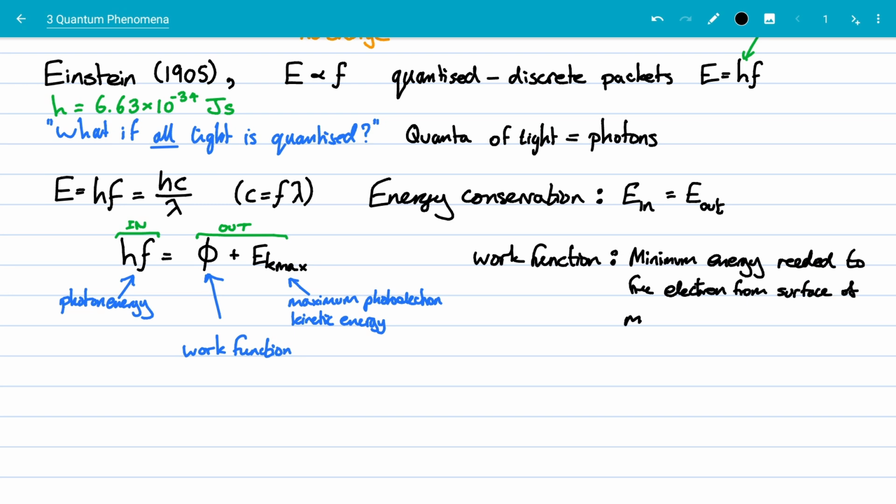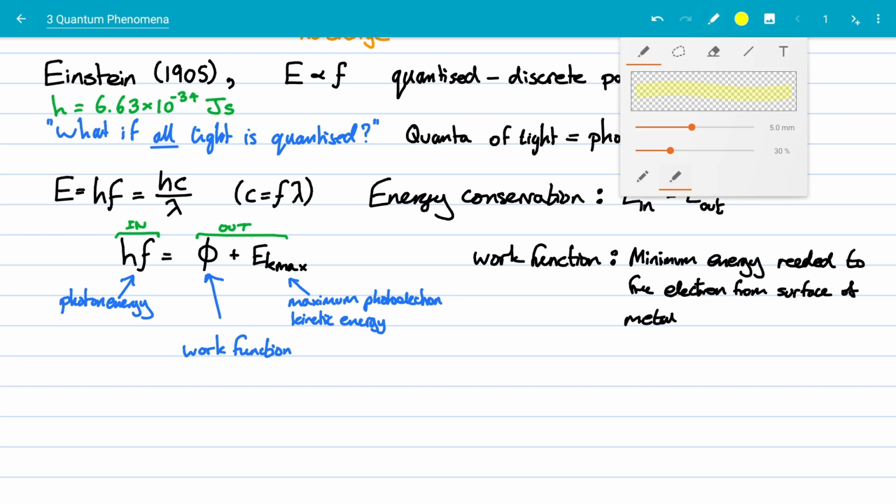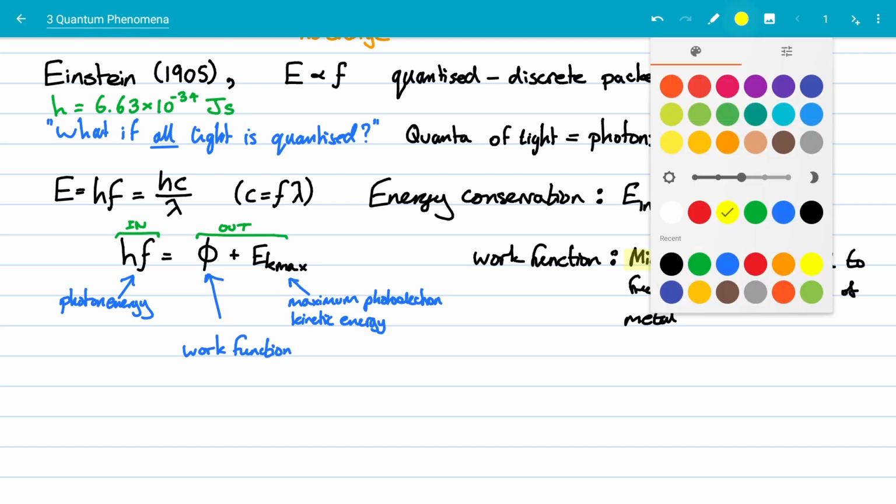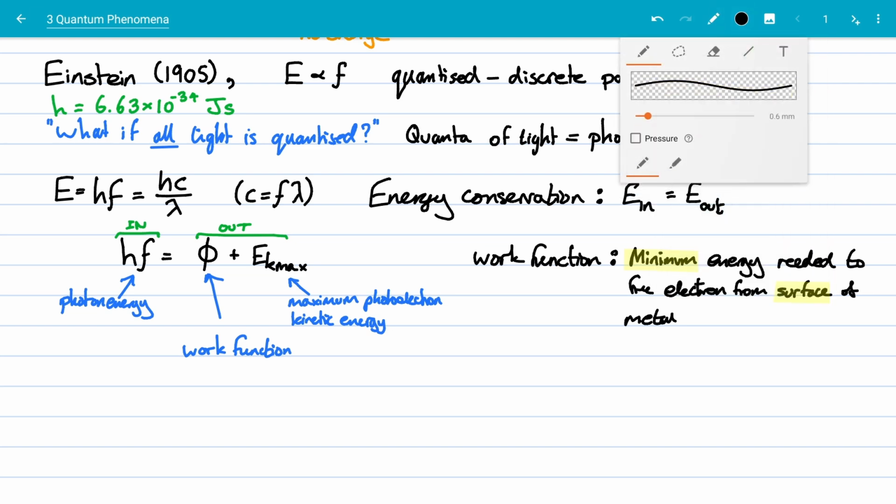Now, it's absolutely crucial that you don't cut corners with that definition. Minimum energy needed to free an electron from the surface of the metal. Now, why is that? Well, because photons will actually penetrate into the metal and be absorbed by electrons that are deeper in the metal. And the electrons that are deeper in the metal happen to be moving in the direction towards the surface. They've still got to move through the metal to get outside, which means that there's still going to be work done by those electrons moving through the metal.